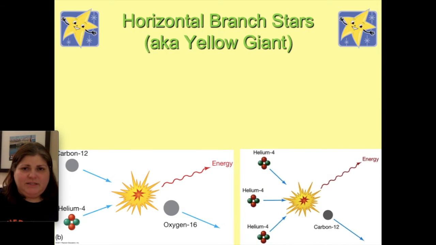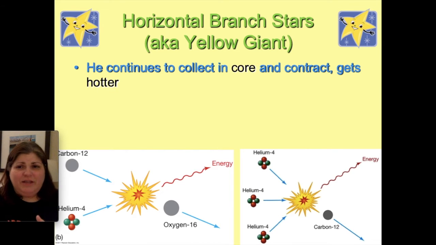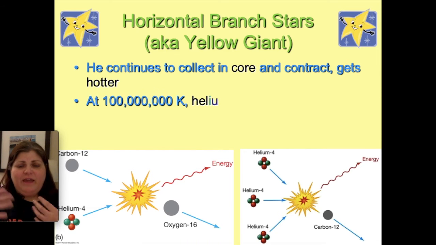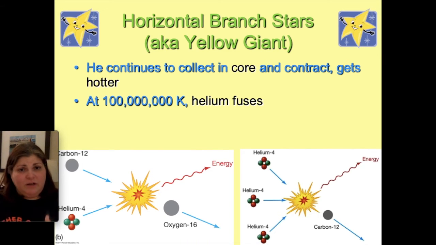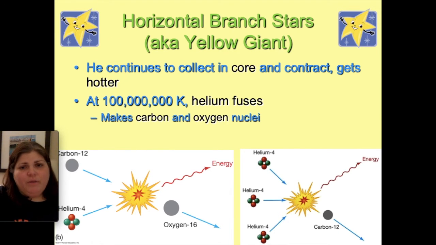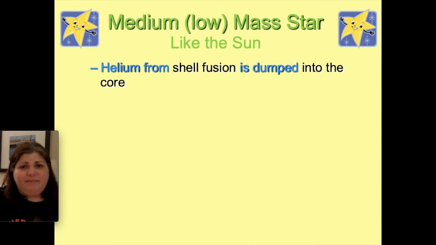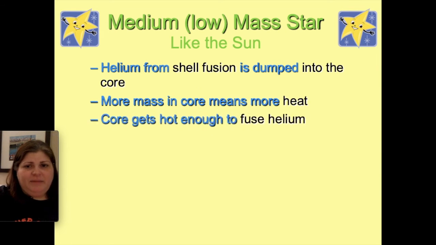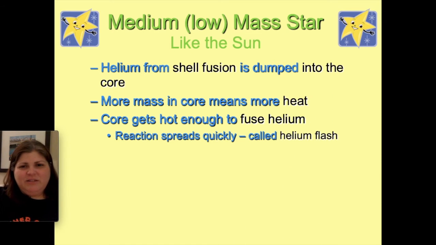Recall in the red giant stage that the shell is fusing hydrogen into helium. As the shell produces helium from hydrogen, the helium ends up in the core and it contracts and gets hotter. That additional heat finally reaches the temperature needed, 100 million Kelvin, to fuse helium. When helium fuses, it can make carbon and oxygen, depending upon which nuclei interact with one another. And again, that's possible because helium from the shell gets dumped into the core. That increases the gravity, causes the core to collapse and make more heat, and that additional heat leads to fusing of helium in the core.